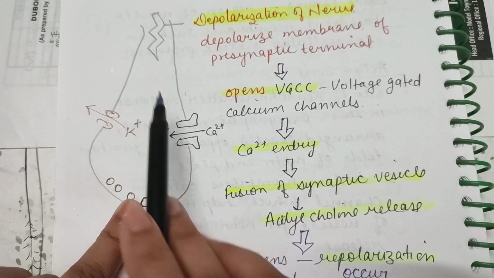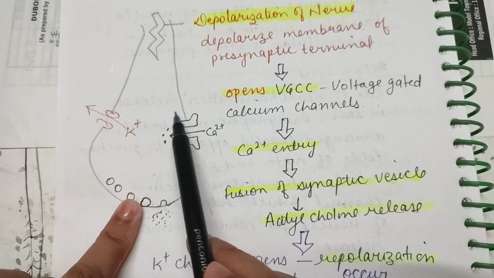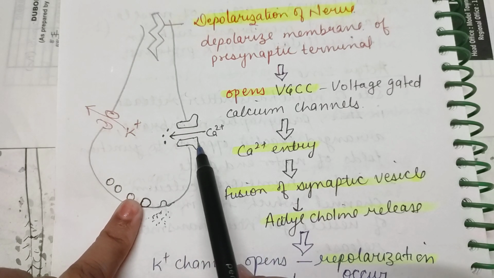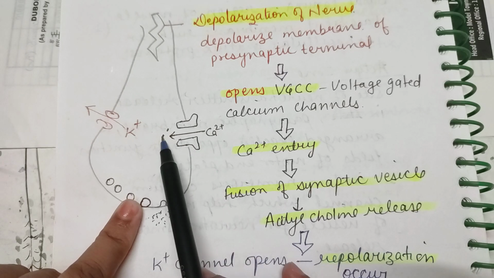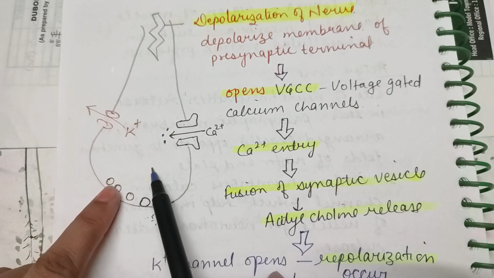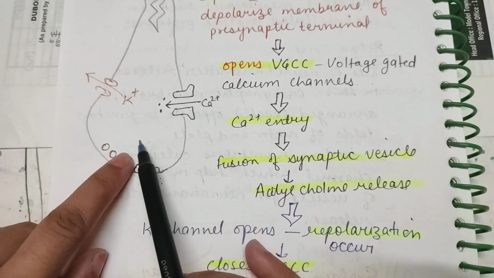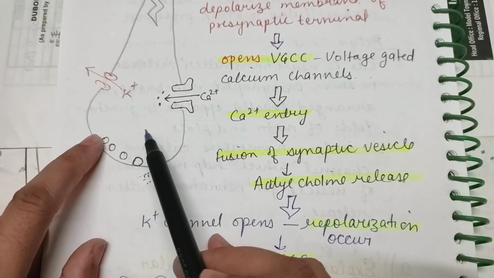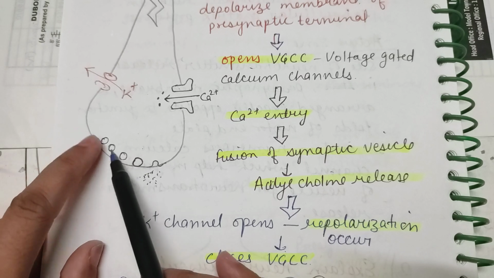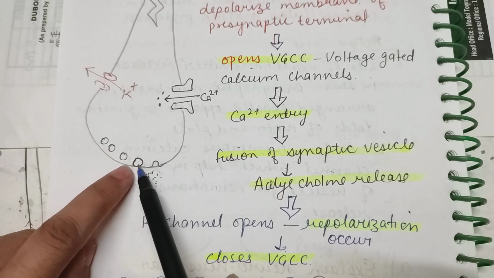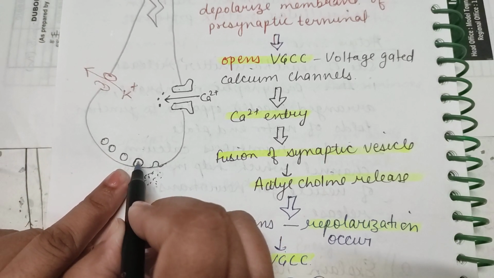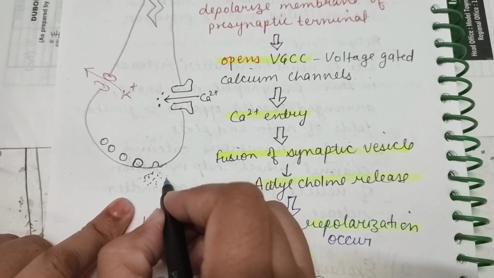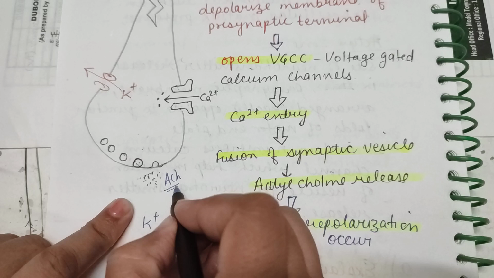Since this action potential is nothing but a voltage change, whenever some threshold voltage is achieved, these calcium channels open up, which leads to calcium entry into this nerve terminal. Whenever this happens, the vesicles that are present over here fuse near the membrane, and ultimately the neurotransmitter inside these vesicles is released here. This neurotransmitter is acetylcholine.